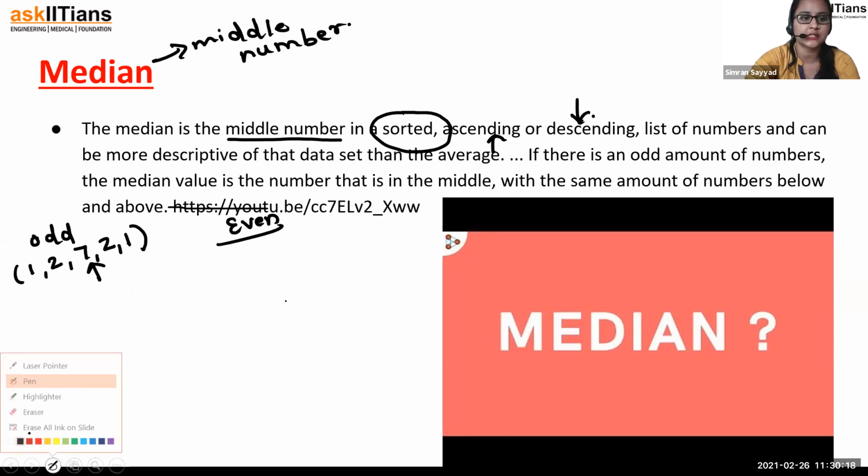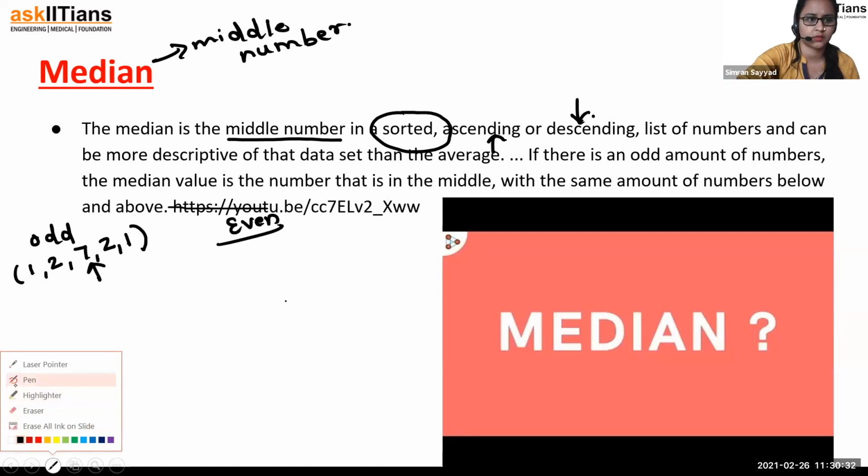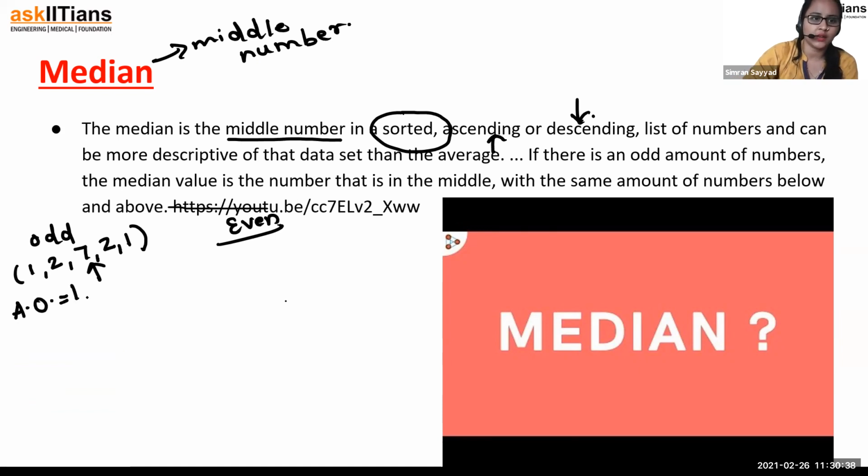So let's first consider the odd one. First of all, I need to get the ascending order. So 1 comma 1 comma 2 comma 2 comma 7. See, the 1 is there 2 times, the 2 is also there 2 times, so you have to write it. It's not that because it repeats you leave it out, no. However many times it occurs, that many times you have to write it. So 1 2 3 4 5, so 2 is the middle number.